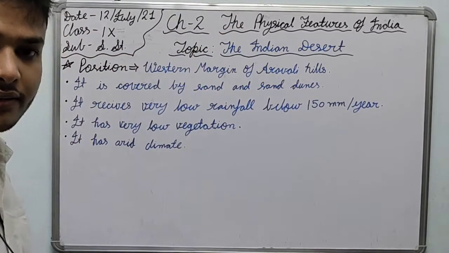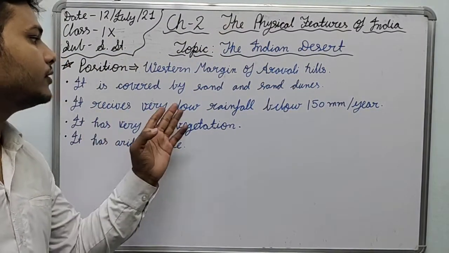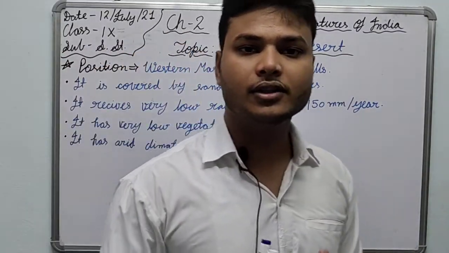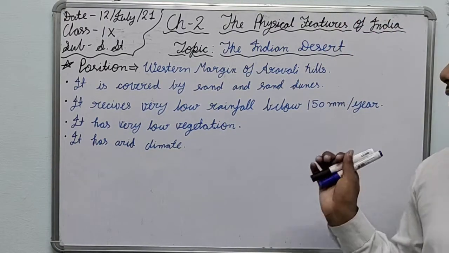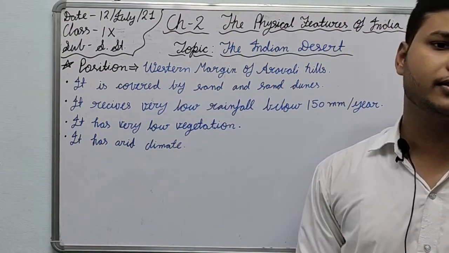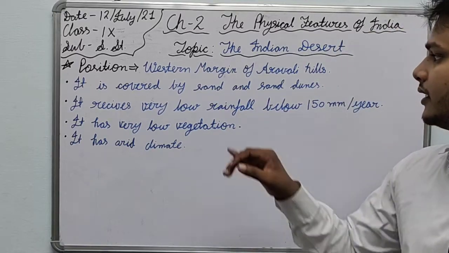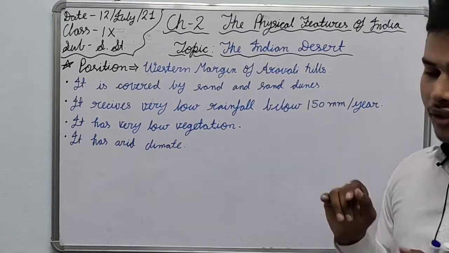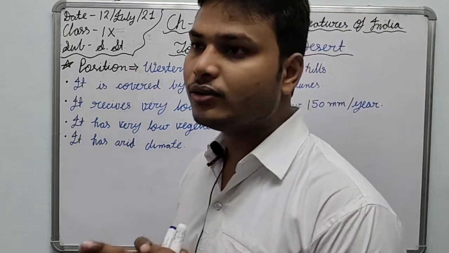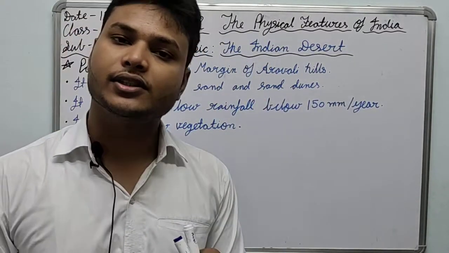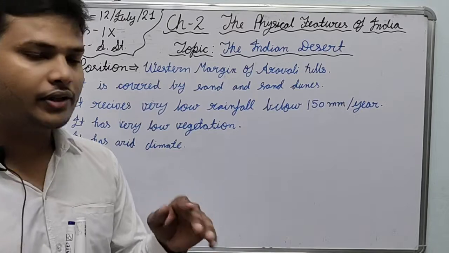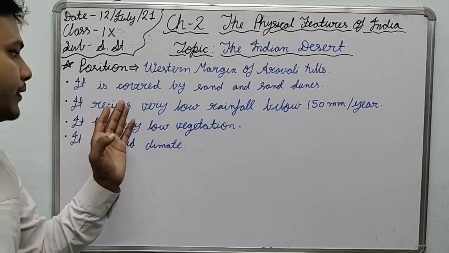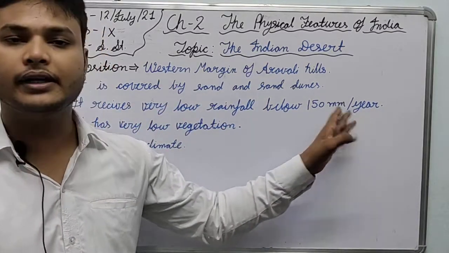Now the second point we have to discuss is that it is covered by sand and sand dunes. Look, the flat surface of the northern plains is covered by soil, in the same way the Indian desert is covered by sand. It is a desert, so almost all of it will be covered by sand and sand dunes. Sand is a type of rocky soil. What are sand dunes? Sand dunes are small hill-like structures which are found in the sandy portion of any desert. The next one: it receives very low rainfall, below 150 millimeter per year.